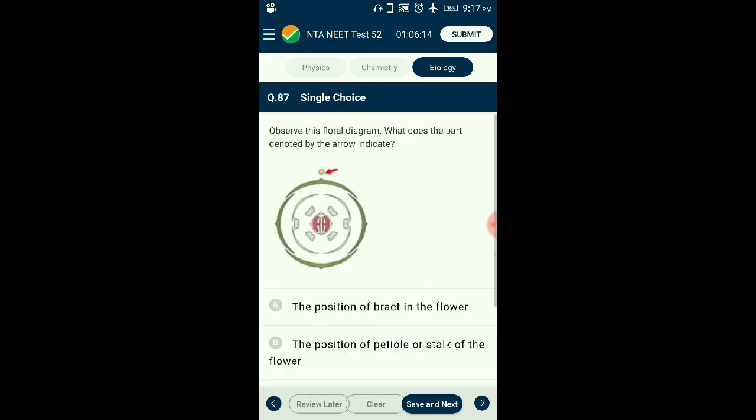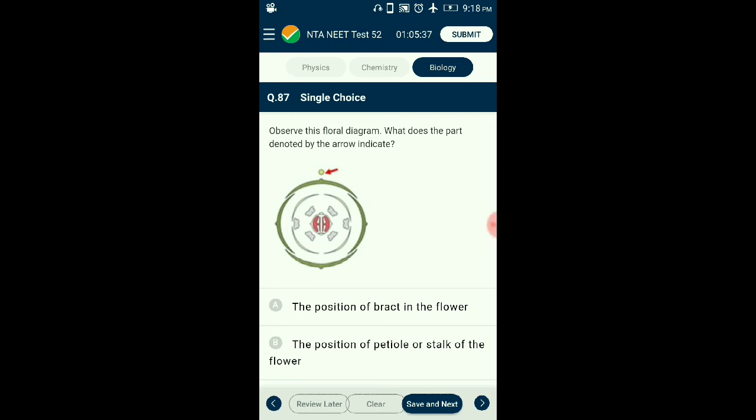Question number 87. Observe this floral diagram. What does the part denoted by the arrow indicate? A floral diagram provides information about the number of parts of a flower, their arrangement, and the relation they have with one another. The position of the mother axis with respect to the flower is represented by a dot on the top of the floral diagram. Calyx, corolla, androecium and gynoecium are drawn in successive whorls, calyx being the outermost and the gynoecium being the center.